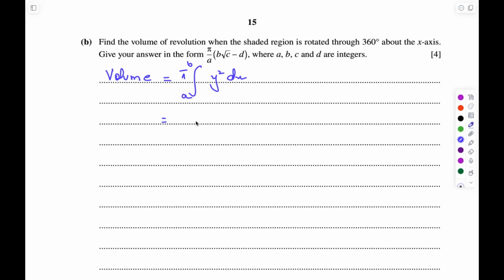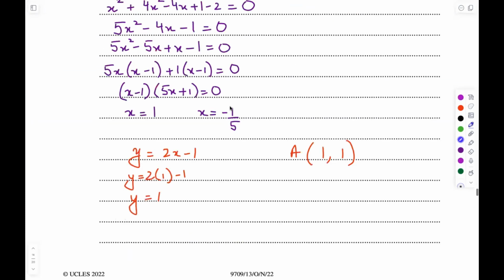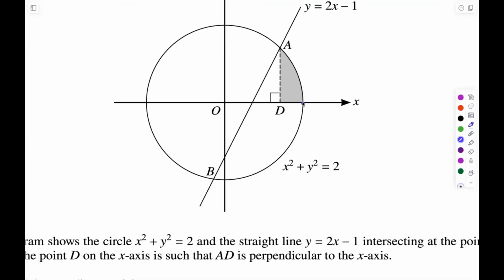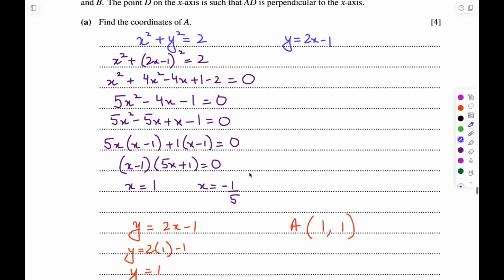So in this case, first we have to find the limits. Now we can see that the circle is intersecting the x-axis, and the length from 0 till this point will be the radius of the circle. The equation of the circle is x squared plus y squared equals 2. So first, using this equation, we'll try and find the radius of the circle.